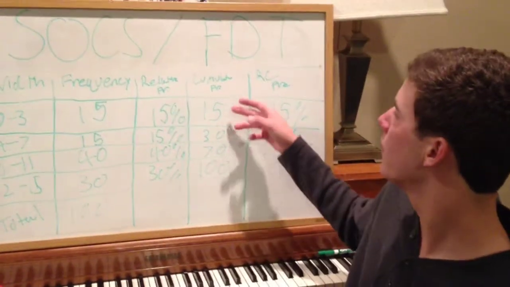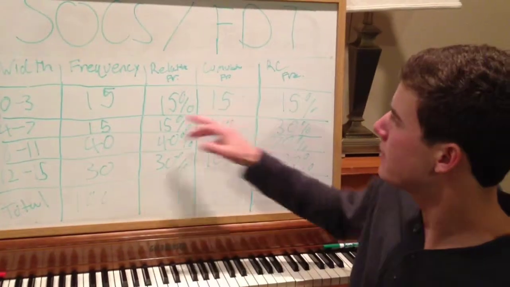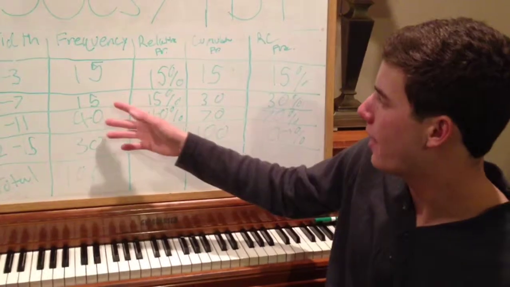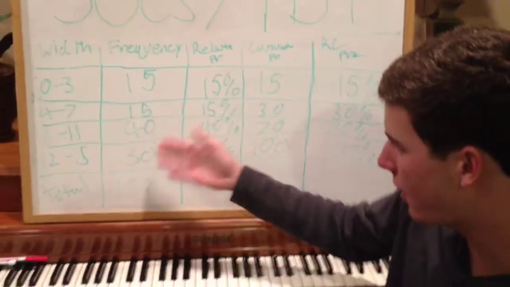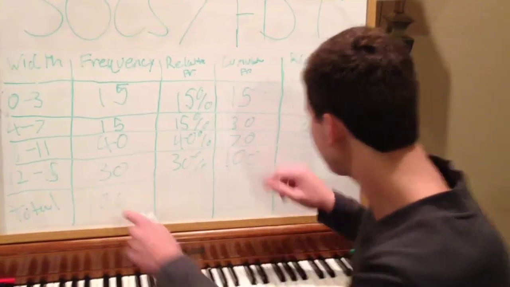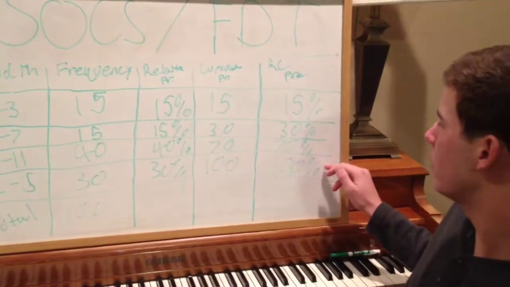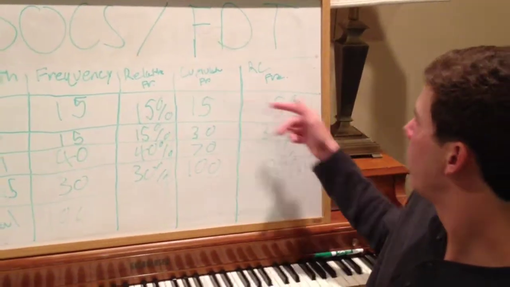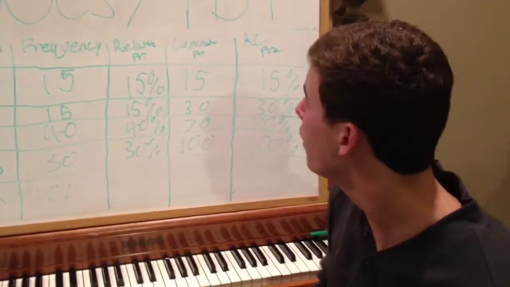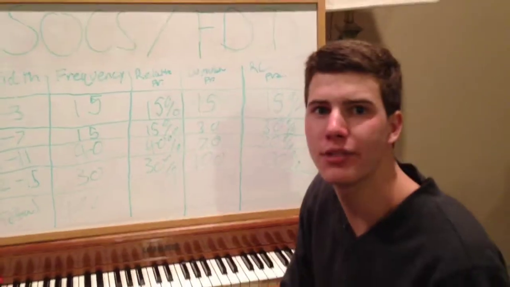And the cumulative. So the first one's always the same as this number. The second one, you add the second number, so 30. Add that one, 70. Add the last one, 100. These should always equal the same. And then this always has to equal 100% too. And then we just do 15, 30, 70, 100. It's very simple, and that's how you do a frequency distribution table in SOCS.